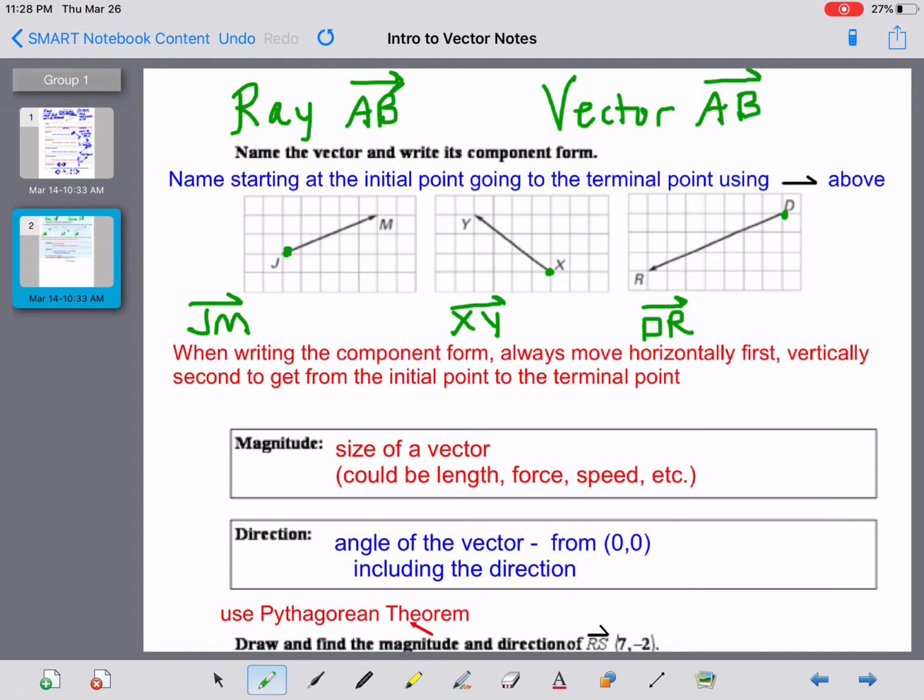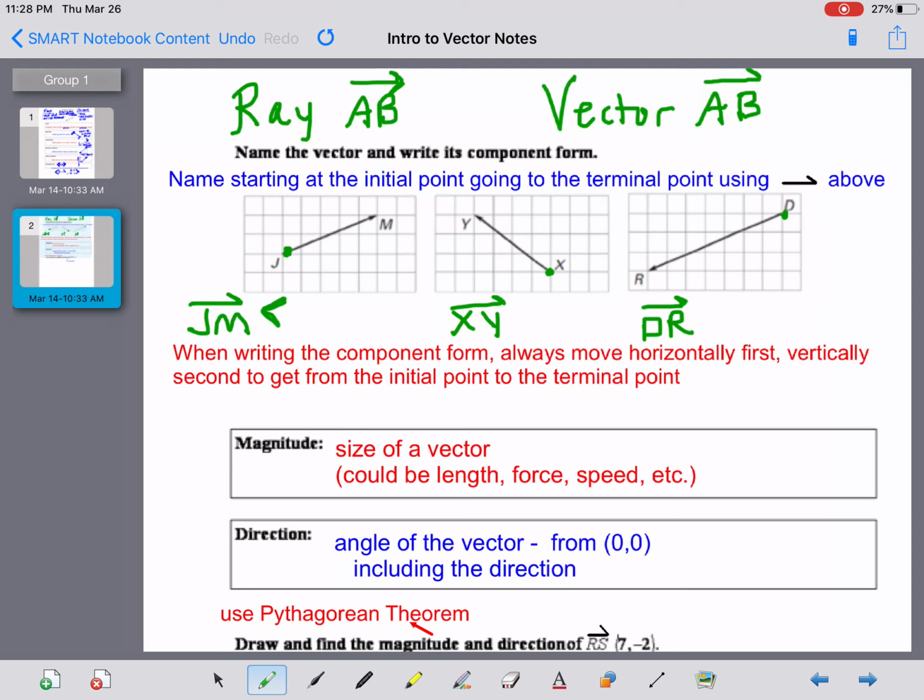Now we're going to work on the component form, and that's this red note underneath my names. It says when writing the component form, always move horizontally first, vertically second, terminal point. Now remember, when we write this component form, we want those pointed parentheses. So I'm going to start at J, and I'm going to move horizontally and then vertically until I can get to M. It's kind of like counting our slope, but the key here is, be careful and make sure you go horizontal first and vertical second.